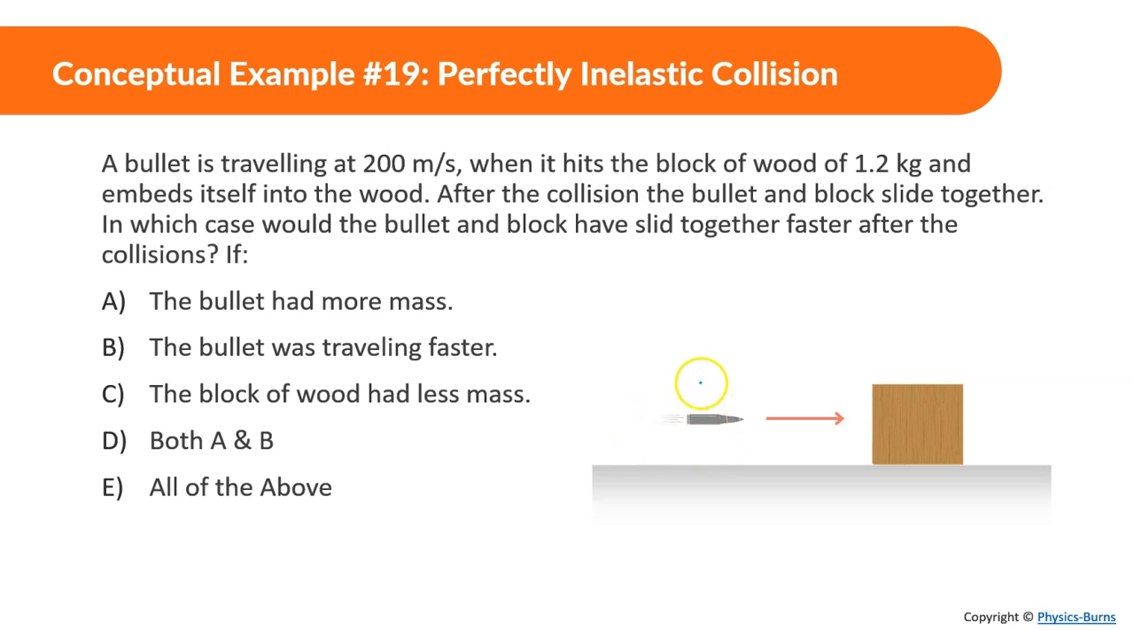So if this had more mass, that means it would have more momentum. If this had more velocity, that also means it had more momentum. If this had less mass, that means that when it collided, it would be going faster. So it would be E, all of the above.